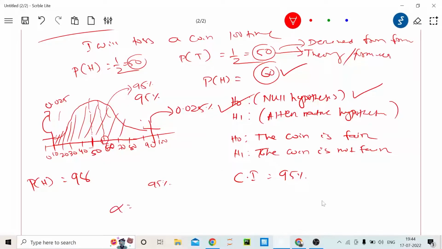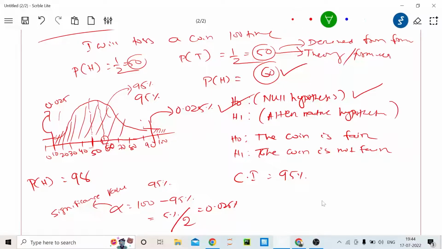That means our significance value is 100 minus 95%, which is 5%. Then the 5% is also divided into two sides. The left side is combined with the right side, and both are totally 5%. That means 0.025% is here, and 0.025% is there.